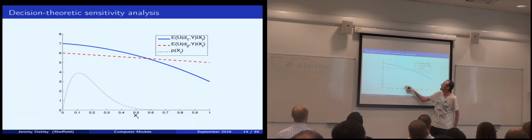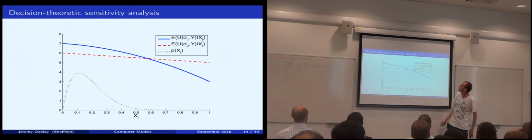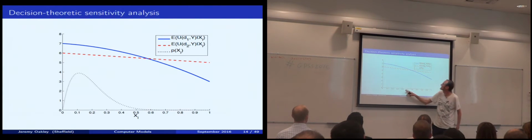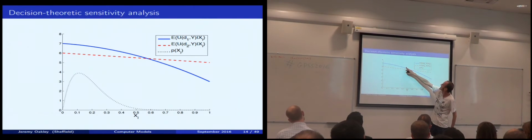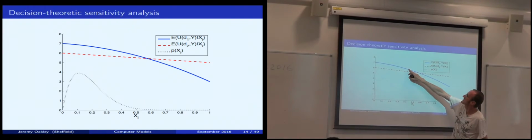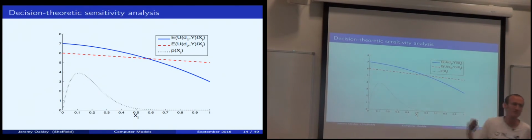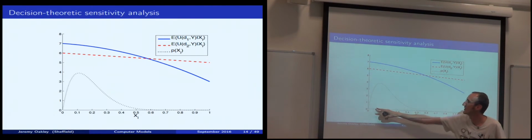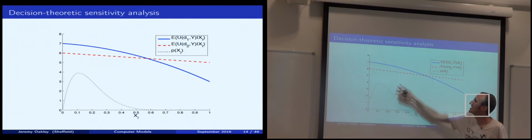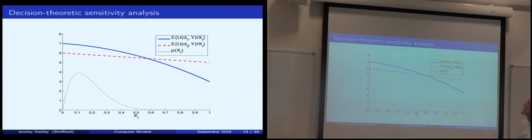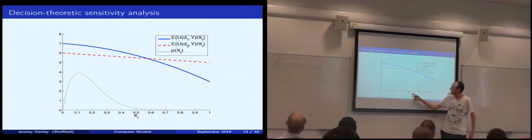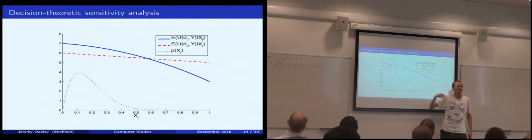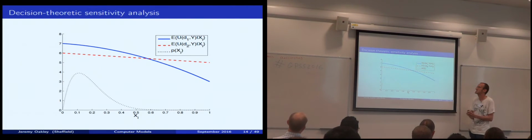So this is a scenario where we've got some uncertainty about what our payoff is going to be, but we're pretty confident that for any value of that input, this D1 option is going to give us the highest expected payoff. So we're not sure exactly what the payoff is going to be, but we're confident that whatever value the input takes, we would go for that first decision. So that's an example where the input is uninfluential. It doesn't change your action, so it's not worth learning about it before you make your decision.